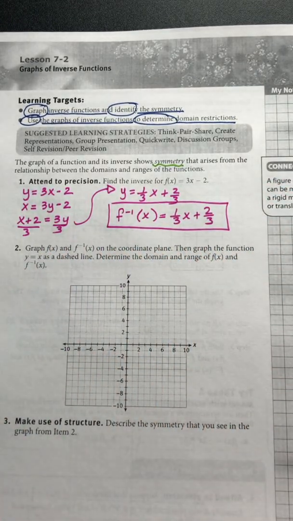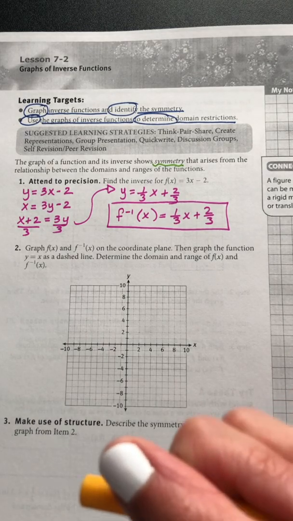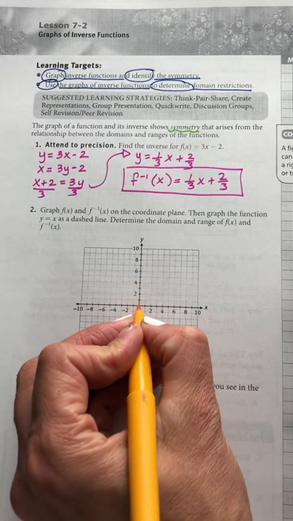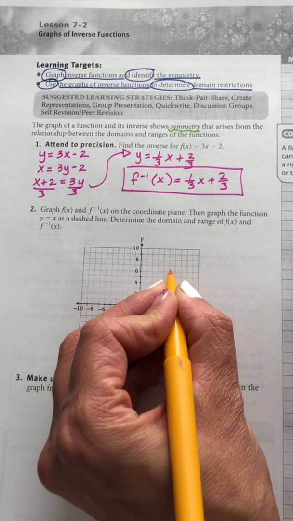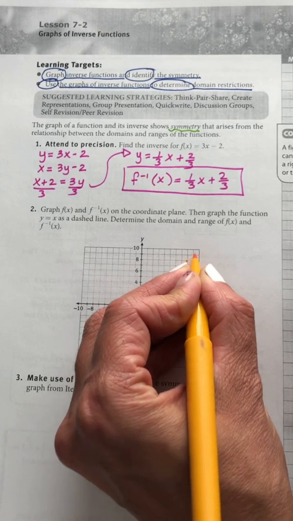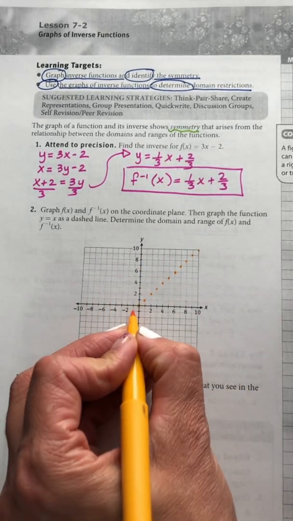Okay, so we have that so far. So it says graph f of x and f inverse on the coordinate plane. Then graph the function y equals x as a dashed line. That's the reflection line, remember? Determine the domain and range of f of x and f inverse of x. So I'm going to start with the diagonal because it's super easy. So we're just going up 1 over 1, so we're literally on the diagonal, up 1 over 1. I'm just going to put it as a dotted line because it's just easier to do dots.